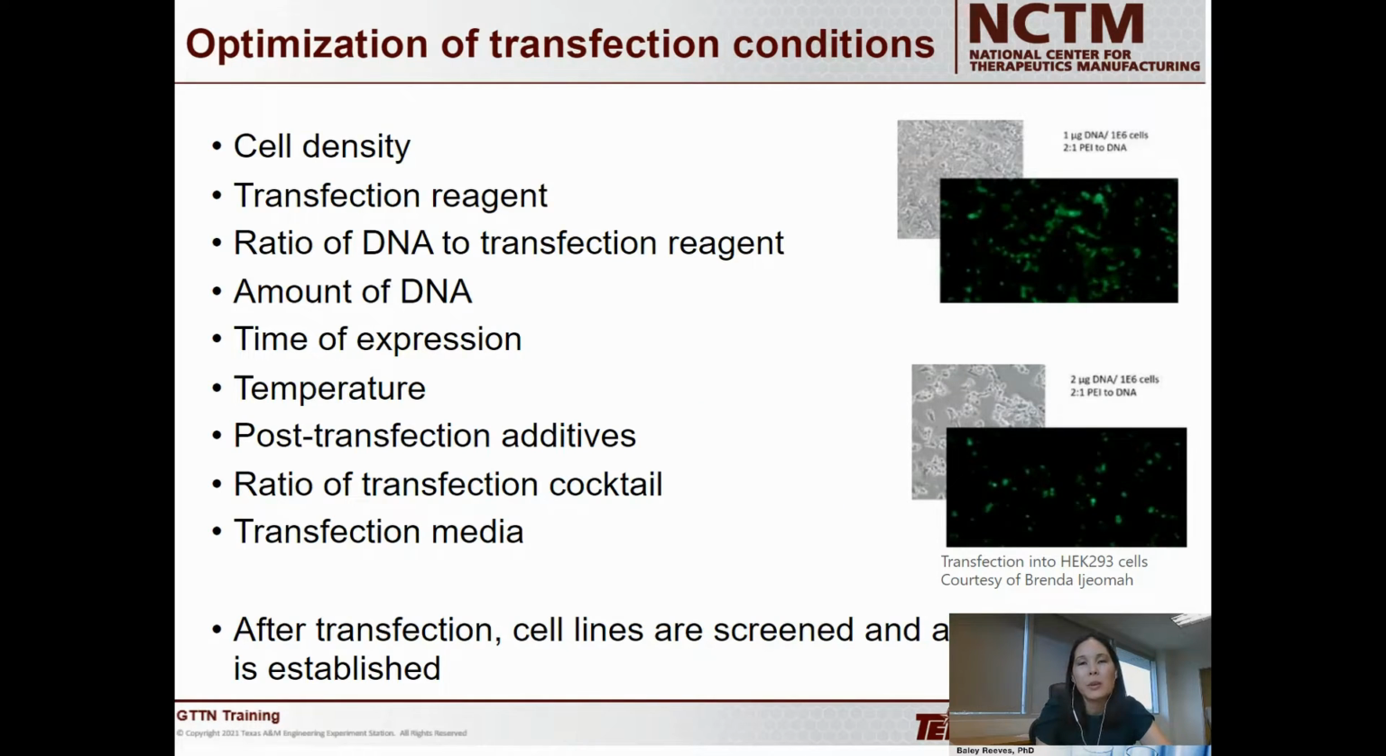So when you are doing your upstream process development, you're going to want to optimize your transfection conditions. There are a lot of different parameters that you can optimize. And once you have your optimization process figured out, you'll also want to make your working cell bank and your master cell bank, similar to what you would be doing for a traditional biologic.